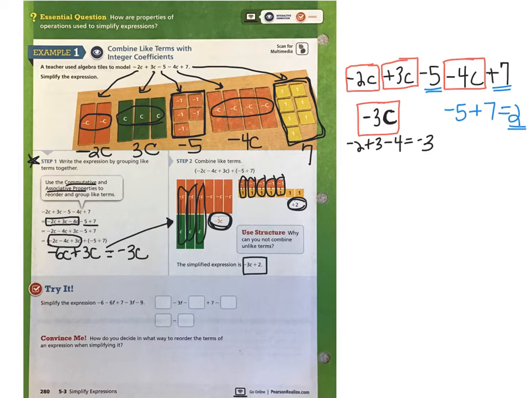Since we have now used all 5 terms and combined the ones that are alike, we can simplify this expression using those 2 terms: negative 3c plus 2. It just saves you a little bit of writing, but it's not wrong to do it the way the book has shown you. It just requires a few extra steps.